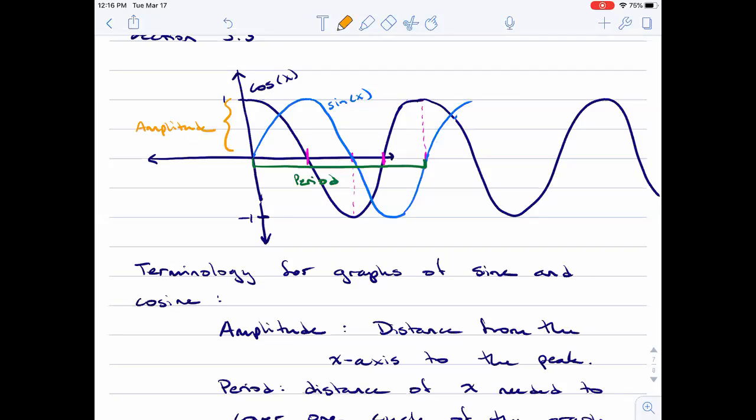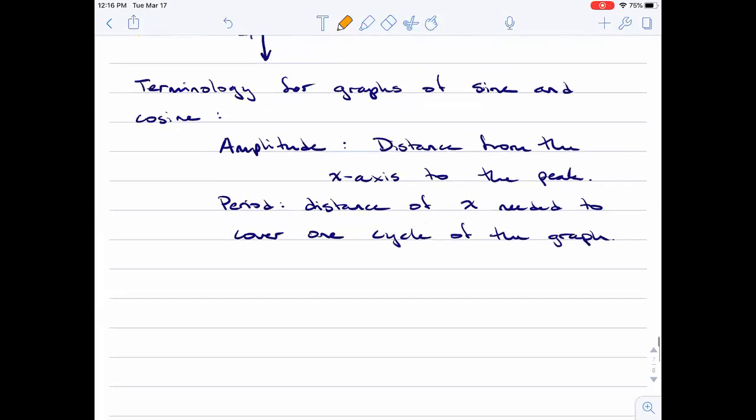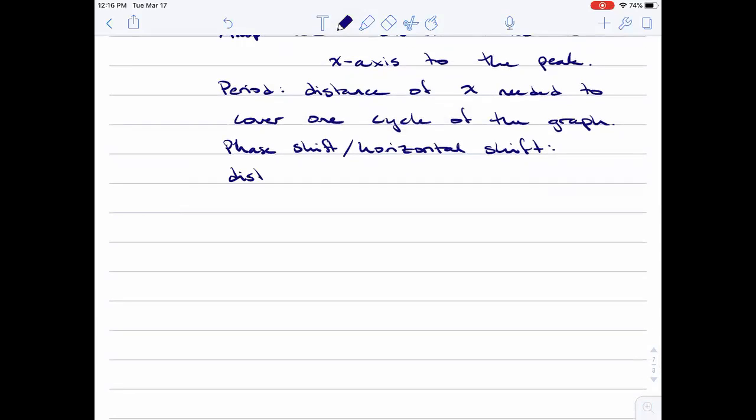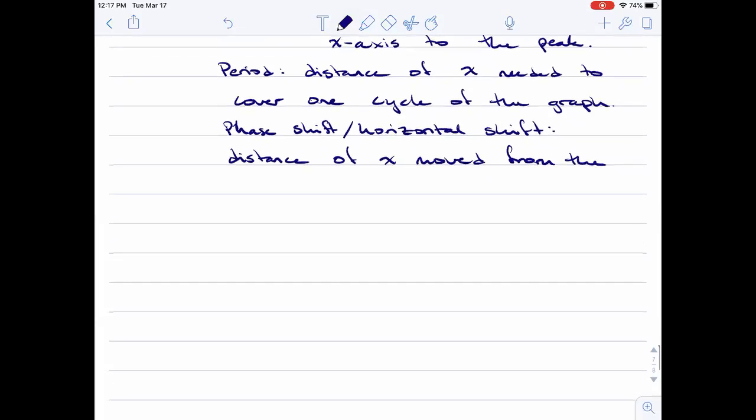If they're not starting on the y-axis, the phase shift is going to be how much it's shifted right or left. And so finally, the phase shift can also be called the horizontal shift. That's the distance moved from the original location. So it's the distance of x moved from the original location. And by that, I mean the y-axis, right? They're all starting from the y-axis. Cosine's up here, sine's down here.